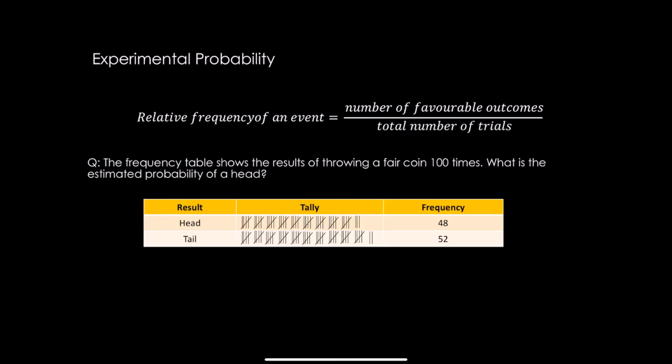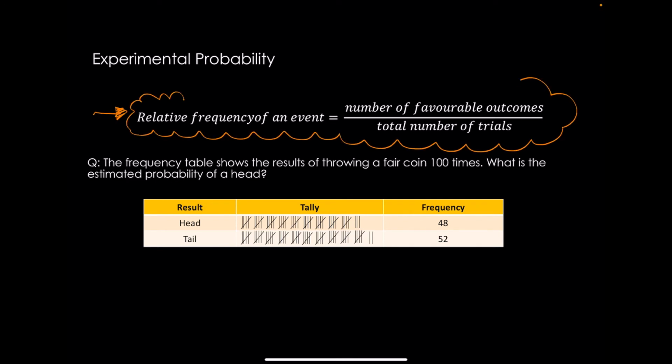Okay. Now then, we have a question here. So I've given you your relative frequency formula. All of these little formulas, make sure you've got some notes on these. You've been given 3 so far. Now it says below here, the frequency table shows the results of throwing a fair coin 100 times. What is the probability of a head?